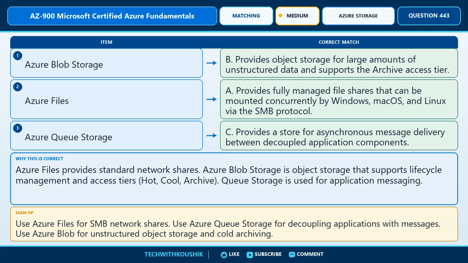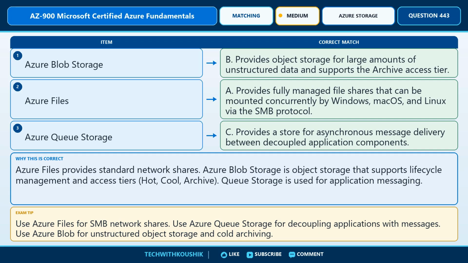The correct match for Azure Queue Storage is C, provides a store for asynchronous message delivery between decoupled application components. Azure Files provides standard network shares. Azure Blob Storage is object storage that supports lifecycle management and access tiers, hot, cool, archive. Queue storage is used for application messaging.